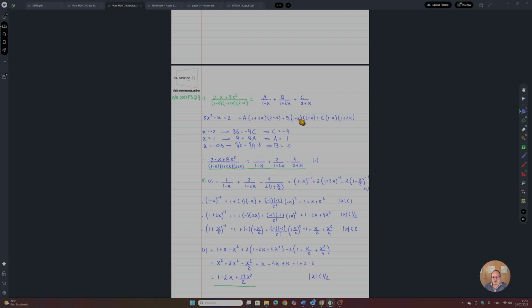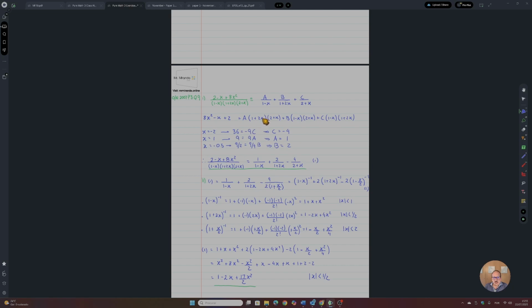If x over here is minus 2 and if x over here is minus 2, all of this is going to be 0. All of this is going to be 0. So minus 2 substituted over here equals 36. Minus 2 substituted over here yields minus 9c, so c is minus 4. Now let's do the substitution of x equals 1. If x equals 1, you eliminate this term and therefore all of that. You eliminate this term and therefore all of that. So minus 8 times 1 squared minus 1 plus 2, that's 9. And then over here, substituting 1 will give also 9a, so a equals 1.